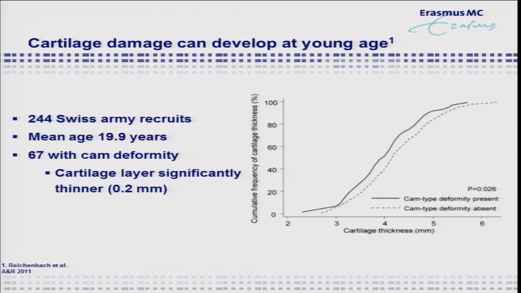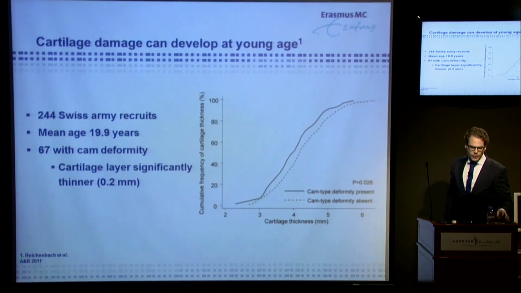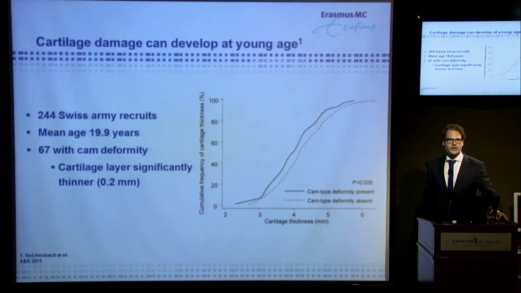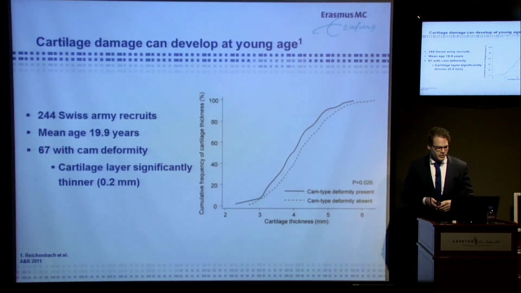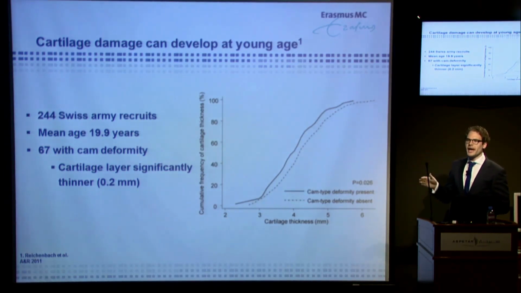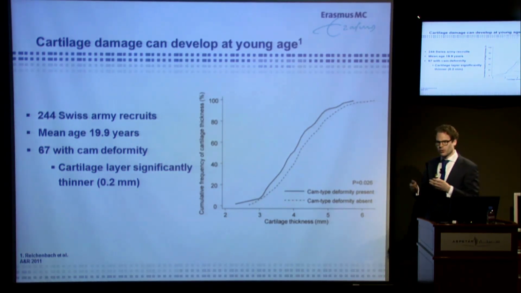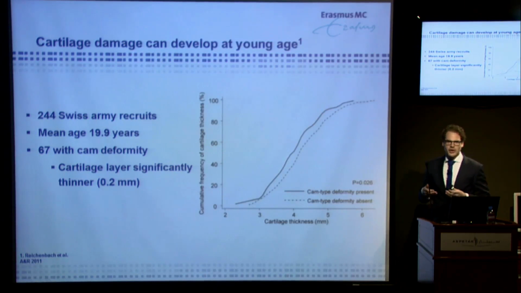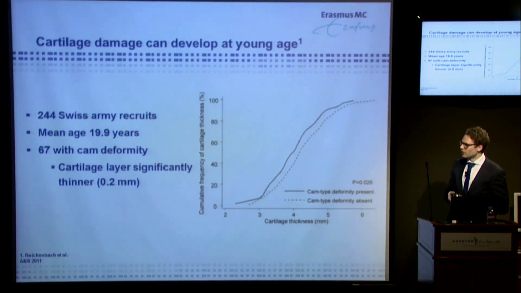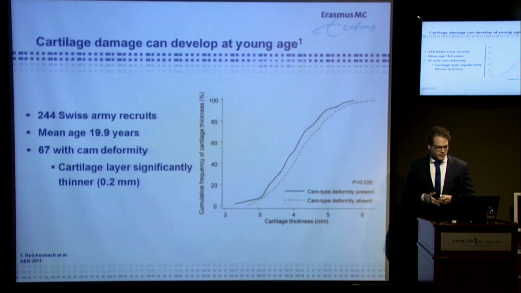And this is an interesting study which shows that cartilage damage due to a cam deformity can already develop at a very, very young age. This is a Swiss study with 244 army recruits with a mean age of 20 years. And 67 of them had a cam deformity, which is a quite normal prevalence. You would see it in about 25% of the general population, at least in males.